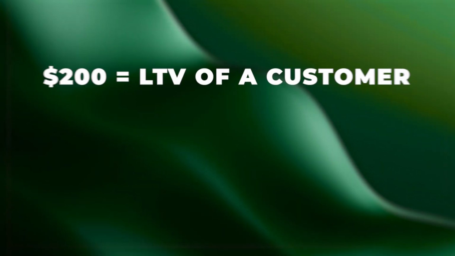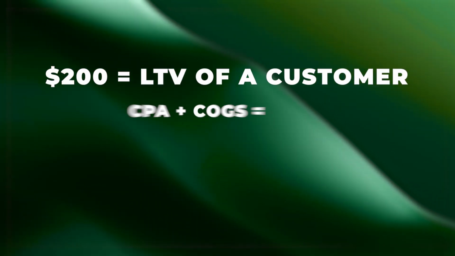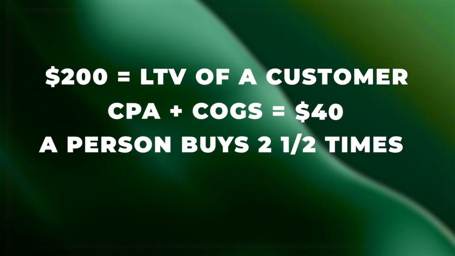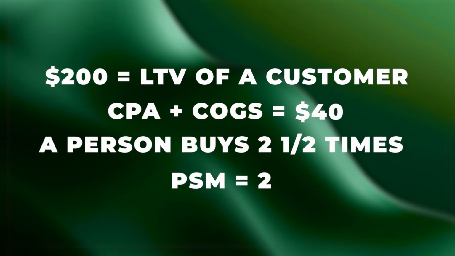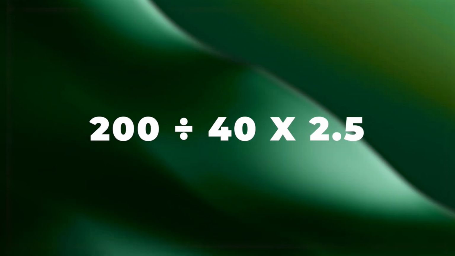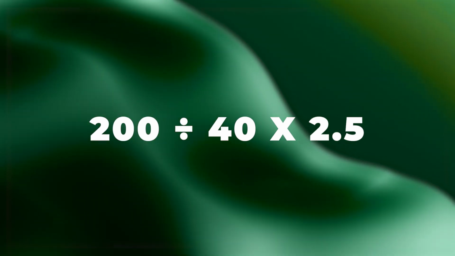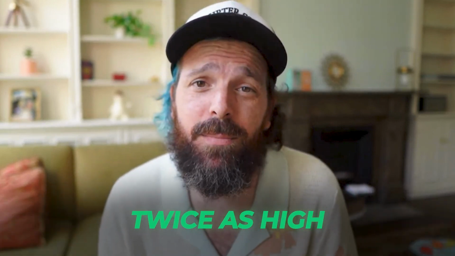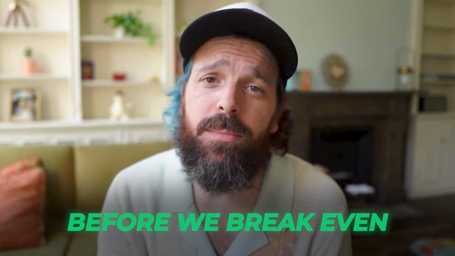So here's an example of some hypothetical numbers. Let's say the LTV of a customer is $200, CPA plus COGS is like $40, and the average person buys 2.5 times. Well, our PSM would be 2. That's 200 LTV divided by 40 times 2.5. So what this means is we could pay twice as much. Our CPA could be twice as high before we break even. This is incredibly important because it gets us down to the world's most important question when it comes to digital marketing: can I spend more?